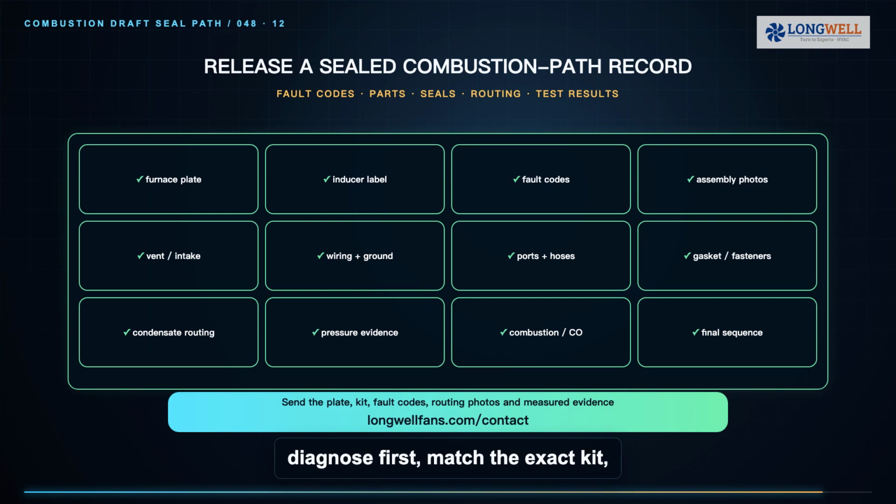Diagnose first, match the exact kit, isolate gas and electricity, preserve every port and hose, replace the gasket, restore the vent and condensate paths, then prove the full ignition sequence.